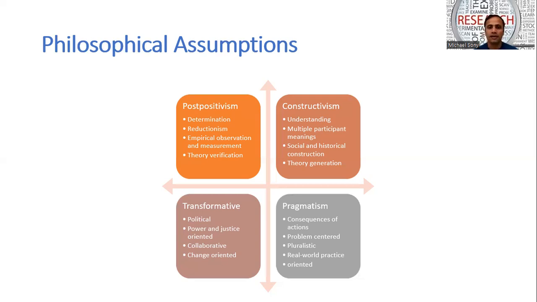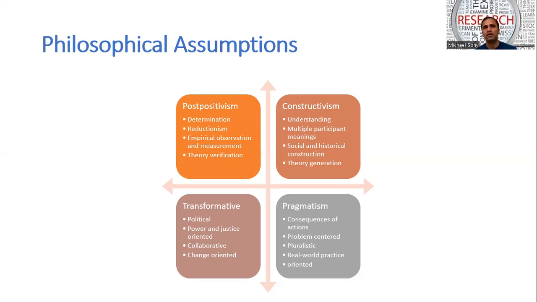The last one is pragmatism. As the name suggests, pragmatists are bothered more about solving problems in a practical manner. It is basically about the consequences of action. The fundamental assumption is that knowledge can be used to solve real world, practice-oriented problems. So in pragmatism, mixed methods like qualitative and quantitative studies are widely used.